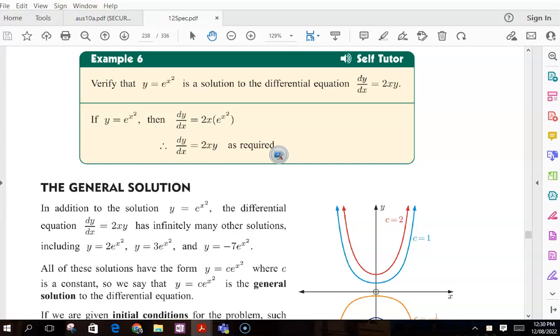We are going to integrate to verify certain things. We are then also going to differentiate to verify, subbing one into the other. So have a look at what they've done here: verify that y equals e to the x squared is a solution to this differential equation. We'll just wait because Matt had something vital to say.